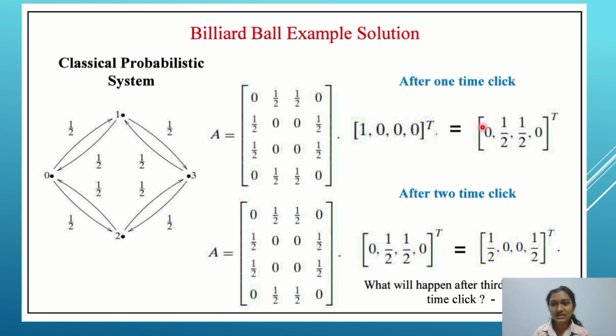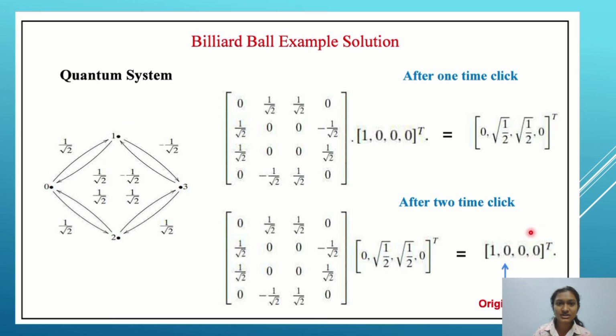For 1 time click it is at 1, 2. After 2 time click it is at 0, 3. And similarly in the quantum system, this is the original state of the billiard. Okay, so this is it for the explanation of the topic, example of quantum and classical billiard ball.